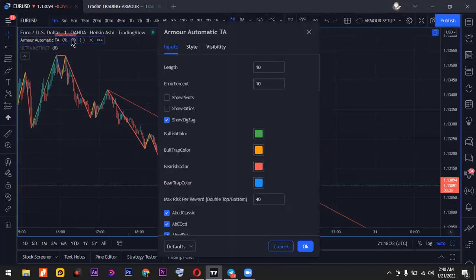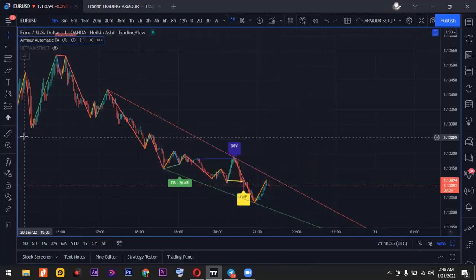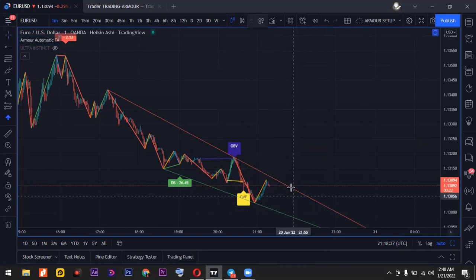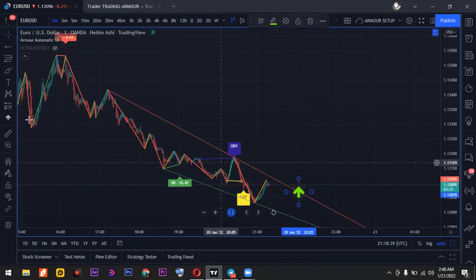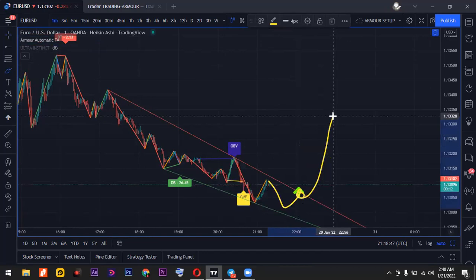Blue line is a bear trap. So orange line is a bull trap. Orange line means fake pump, and blue means fake dump. So I will not long here. I will wait for the breakout. Maybe it will break out from here. It will take time. It will drop down, go back up, break out from here, and then we will long.